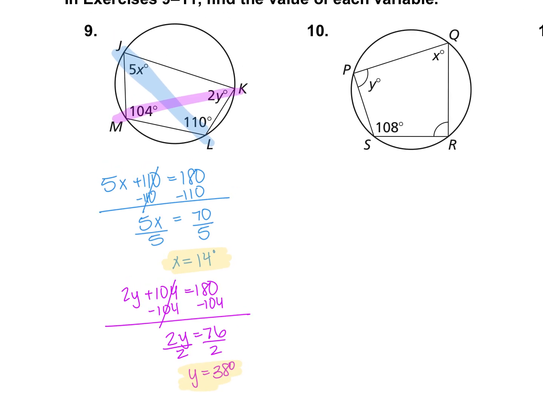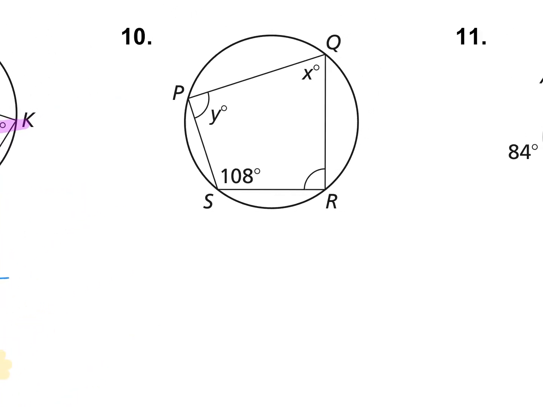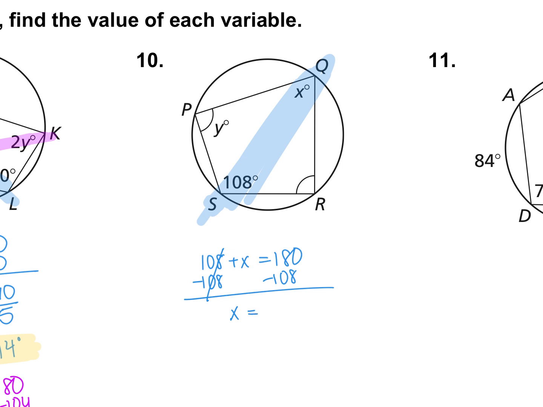All right, looking at number 10, solving it the same way, solving x first, and then I'm going to solve for y. So looking at it, these are my x. This is the side for my x. So plugging it in, I'm going to have 108 plus x equals 180. Subtract 108 from both sides, and you're going to get x equals 72 degrees.